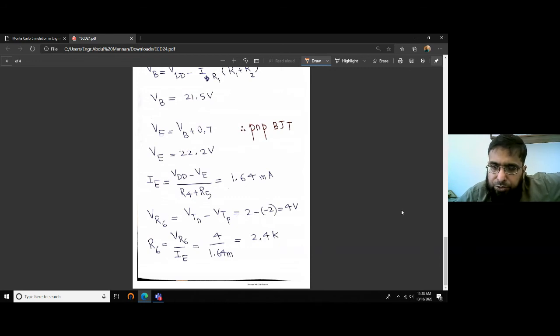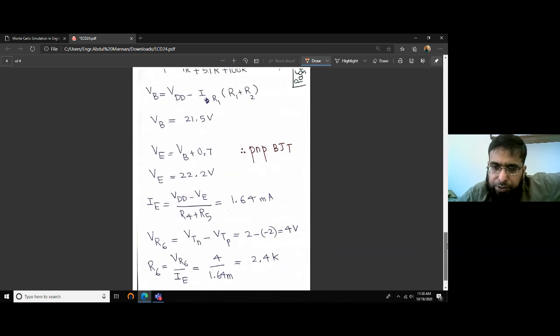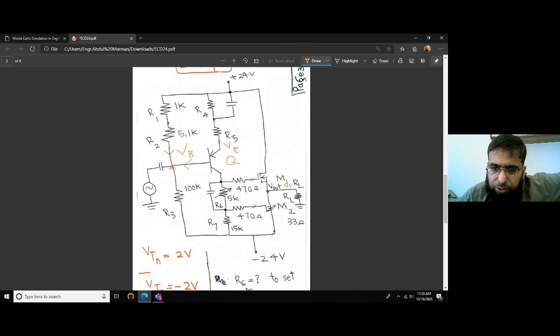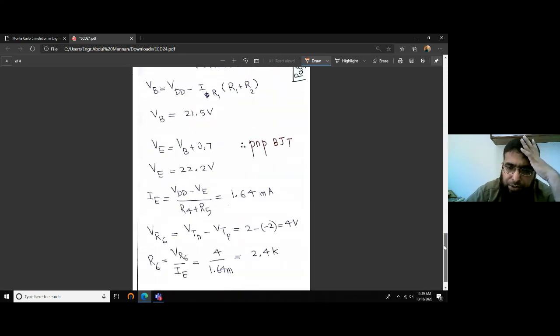And VR6, of course, is VTN minus VTP. The voltage drop here is approximately VTN. The voltage drop here across the 470 ohm resistor is negligible. So VTN is the voltage available here. VTP is the voltage available here. So across R6 we have VTN minus VTP. Since VTP is negative, VTN minus VTP is 2 minus minus 2, it becomes 4. That is what we have written here.